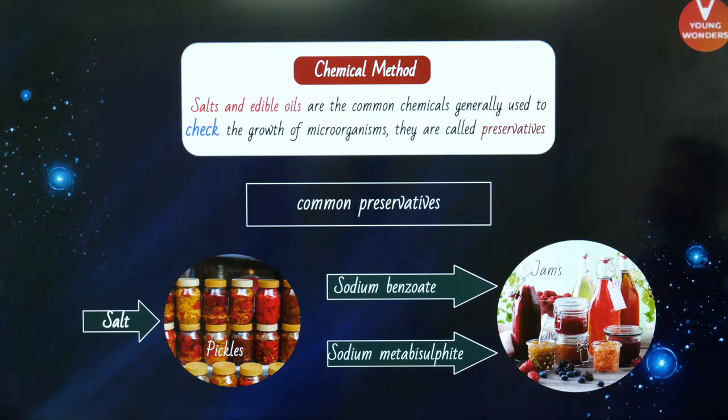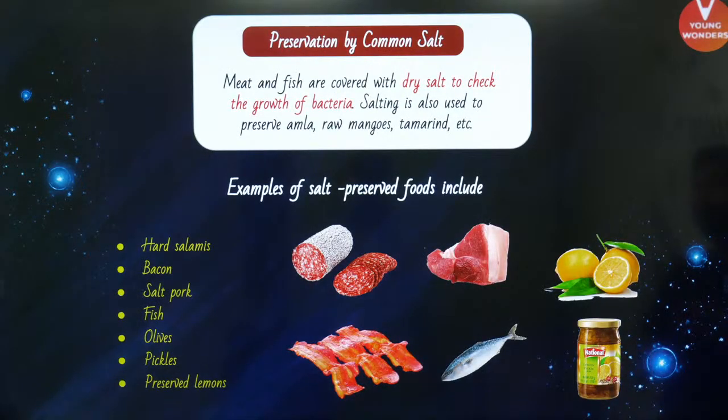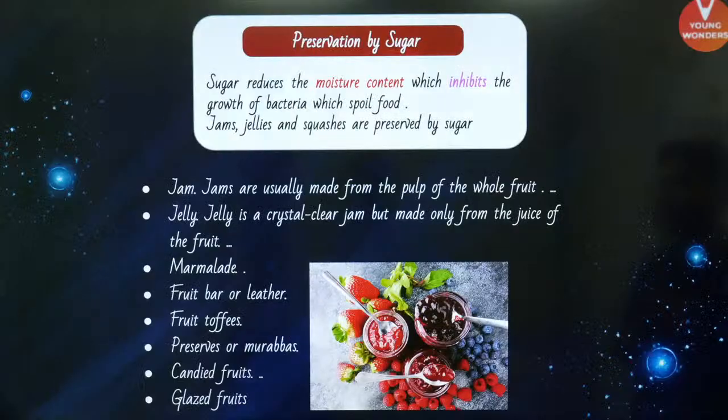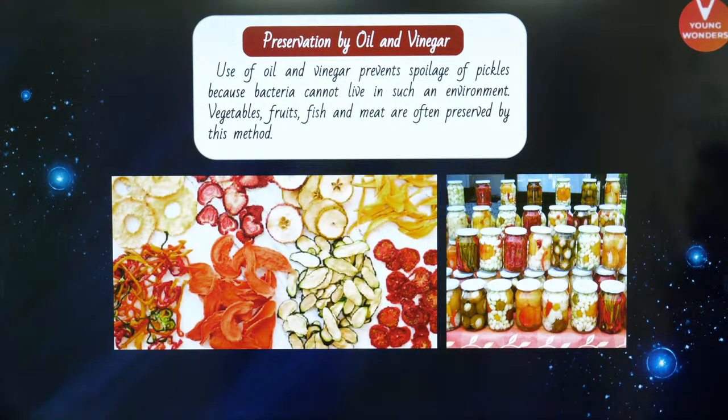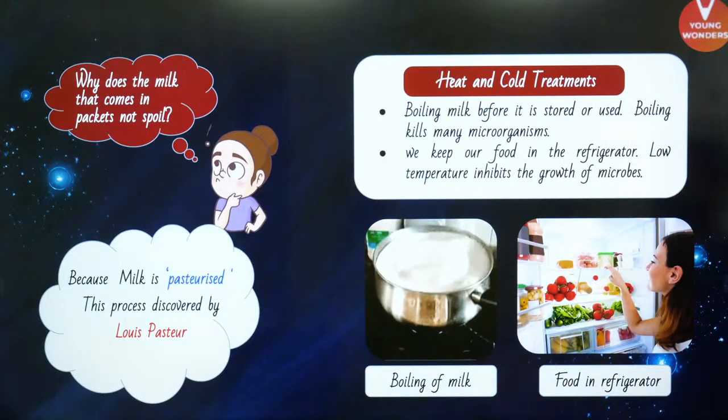Okay? Now, salt and edible oils we have already done. We have also already learnt where salt can be used to preserve. We learnt about sugar also. And oil and vinegar is for pickles. Okay? Chalo. Now, hot and cold treatment.